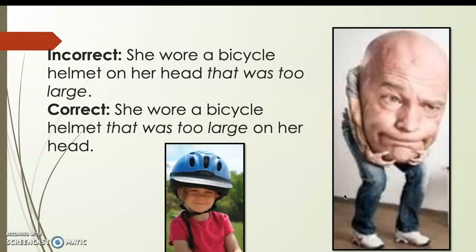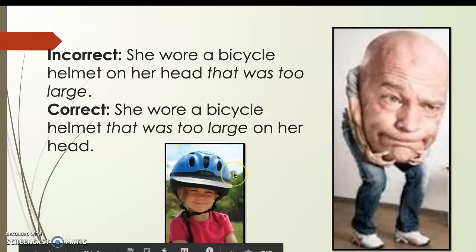We have another example. She wore a bicycle helmet on her head that was too large. Now, clearly, we did not intend to make our sentence imply this picture, right? We're not talking about a head that is too large. What are we talking about? We're talking about a bicycle helmet that is too large. So basically what we need to do is rewrite the sentence so it says that her bicycle helmet was too large, not her head. And we would do that as, she wore a bicycle helmet that was too large on her head.